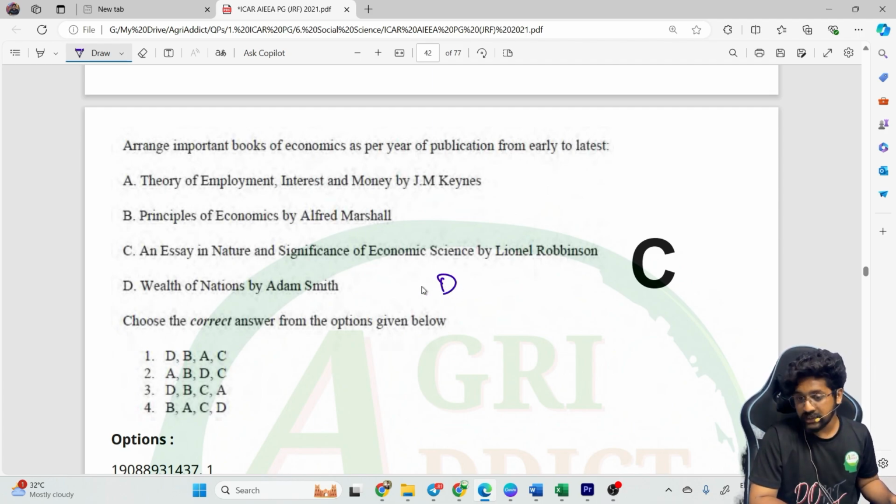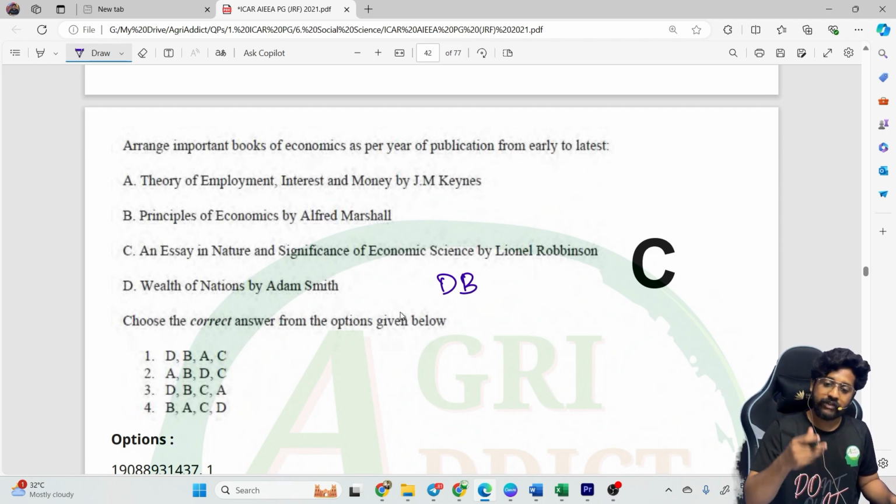Then the second definition, that is the welfare definition, was given by Alfred Marshall in his book Principles of Economics. So B. Then the scarcity definition, an improved definition that came from the welfare definition, was most accepted as the scientific definition, which was written in An Essay on the Nature and Significance of Economic Science. So after that, C will be coming.